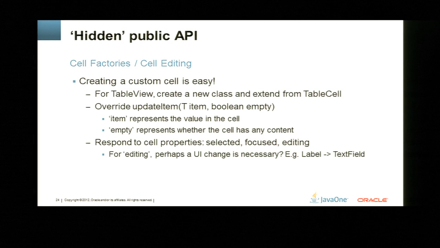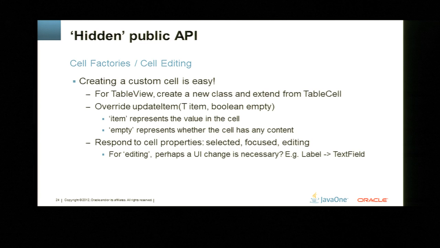So the intent of cell factories, even though there's a slightly scary API, is that anybody should be able to do it for your specific use case. So the goal is to make it easy and powerful once you get over the API. And the way to do it for a table view, if you're going to do it on a table column by table column basis, is to extend from the table cell class. And the one method you want to get to know is the update item method.